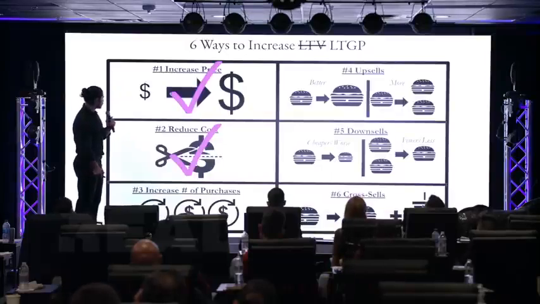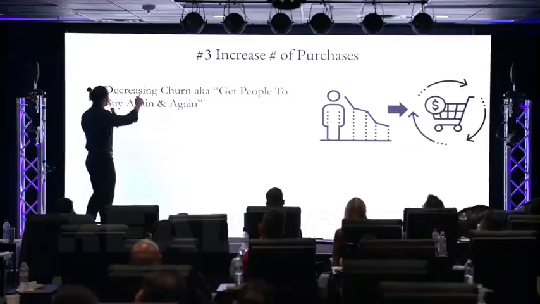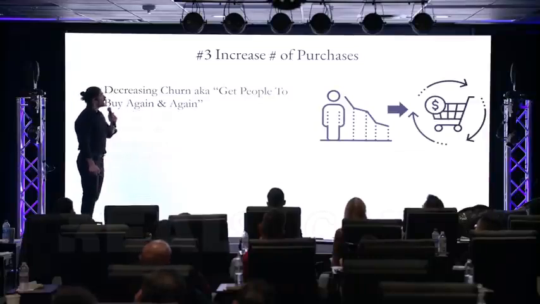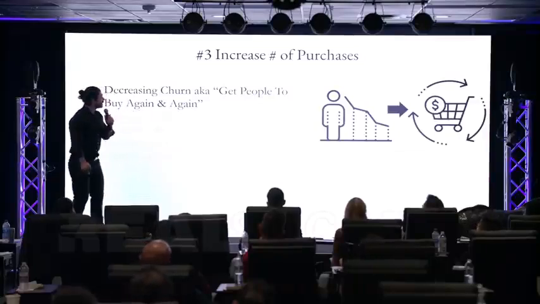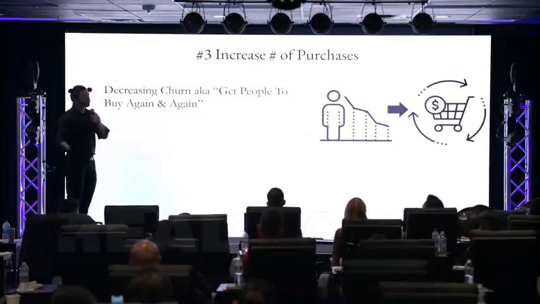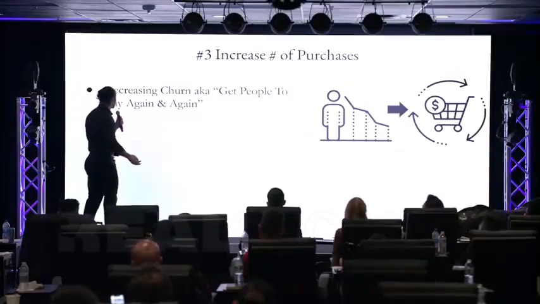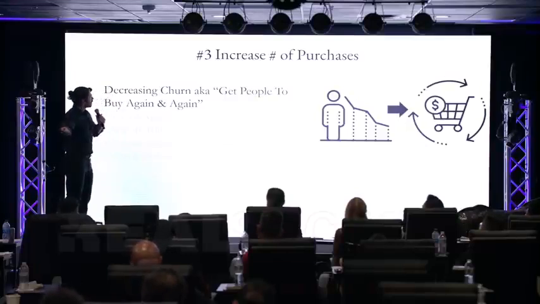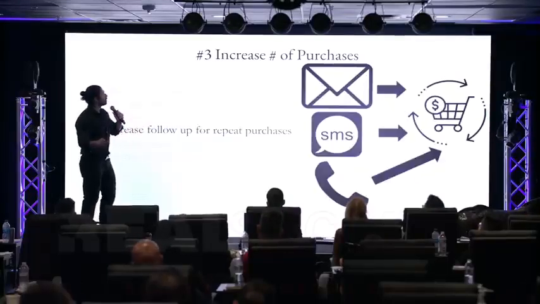Checkbox number 3, increased number of purchases. Here we go. So number 1 is decreasing churn, which is AKA getting people to buy again. All right. So that is providing a better service, doing more activation, more onboarding, etc. Number 2 is increasing the quality of the product. Next was increased follow-ups for repeat purchases.